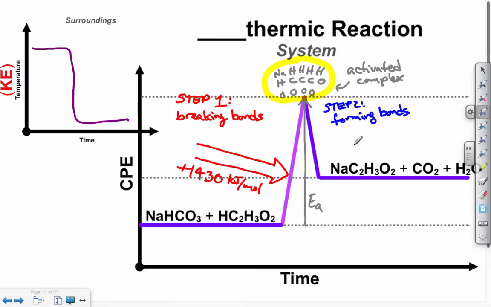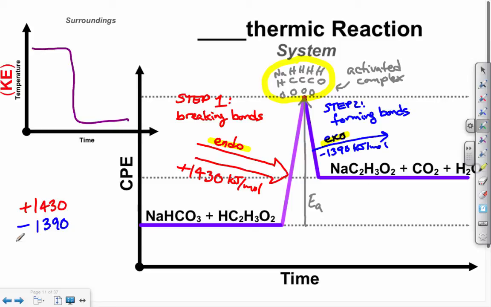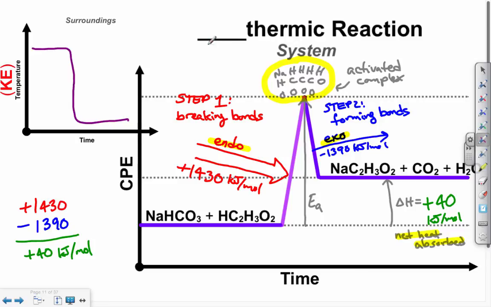As new bonds form, 1,390 kilojoules per mole of energy is released, resulting in products that are higher in energy than the reactants. When the energies during the bonds breaking step and the bonds forming step are compared, the sum of the two steps results in a net amount of 40 kilojoules per mole of energy absorbed, as indicated by the positive sign. The positive delta H indicates that a net amount of heat flows into this reaction. Reactions that absorb a net amount of heat are known as endothermic reactions.